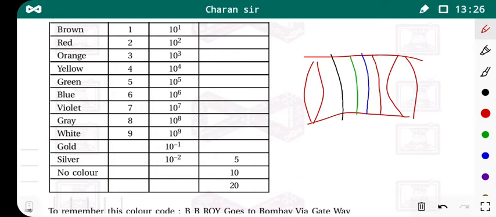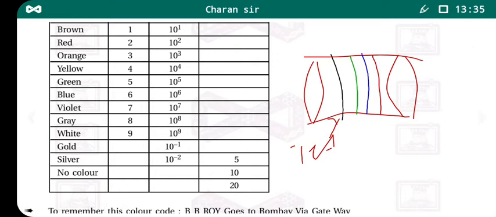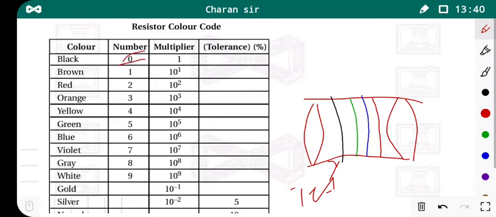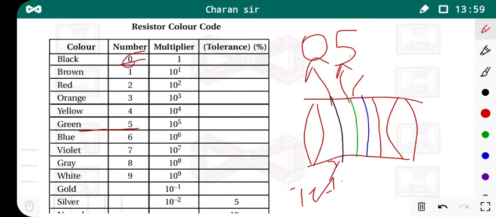theory that the first band gives the ten's place of our resistance value. So you can find out what the black number's value is from the tables. You can see black has the value 0. That means the ten's place is 0. Then the second band, that is green. So you can find out the green value, that is 5. So this is the unit place. Now you get the ten's place and unit place. This first band gives the ten's place, the second band gives the unit place.